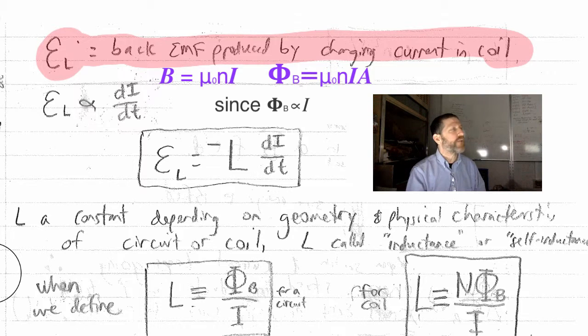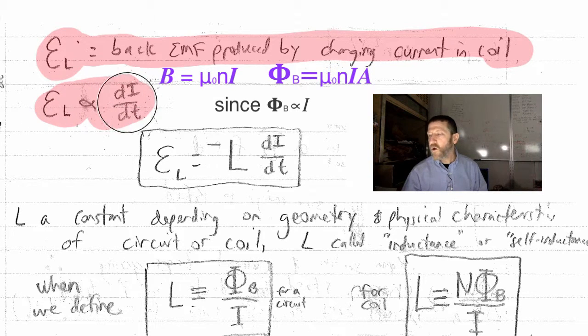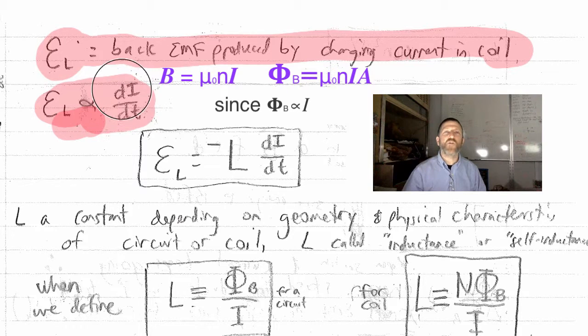So it makes perfect sense that the back EMF is proportional, instead of to d phi B dt, the rate of change of magnetic flux, to the rate of change of current, which happens to be a lot easier to measure than the rate of change of magnetic flux. So this is great for us.